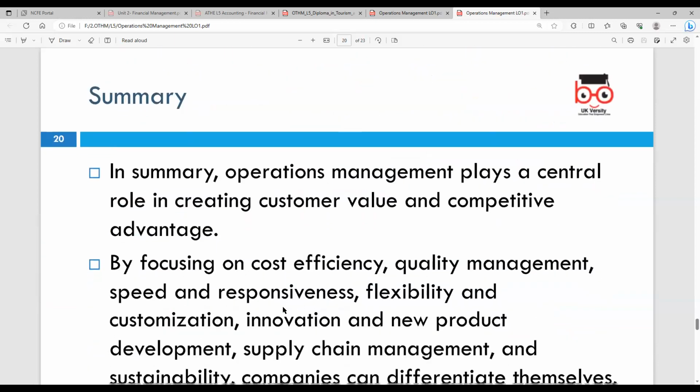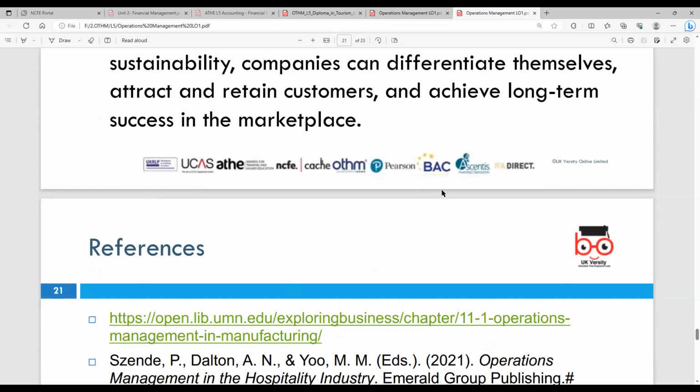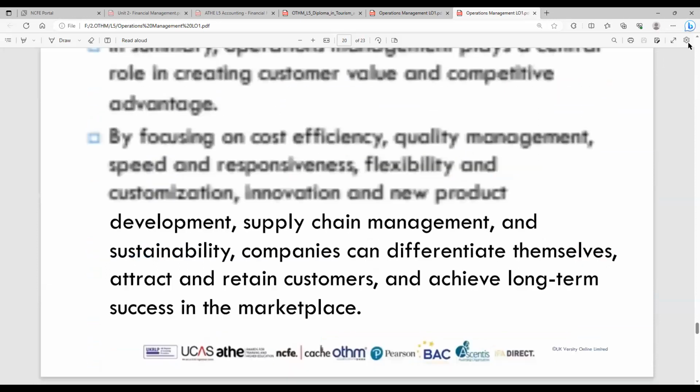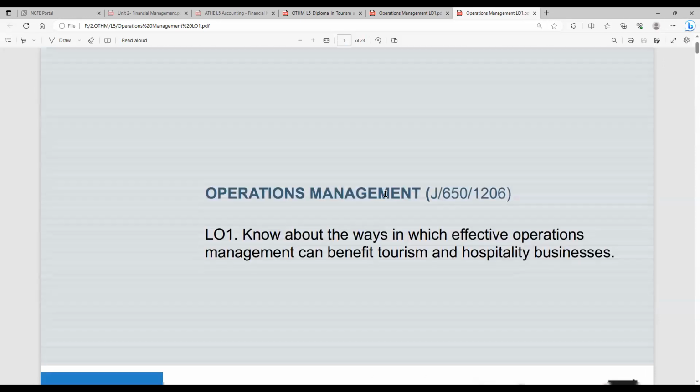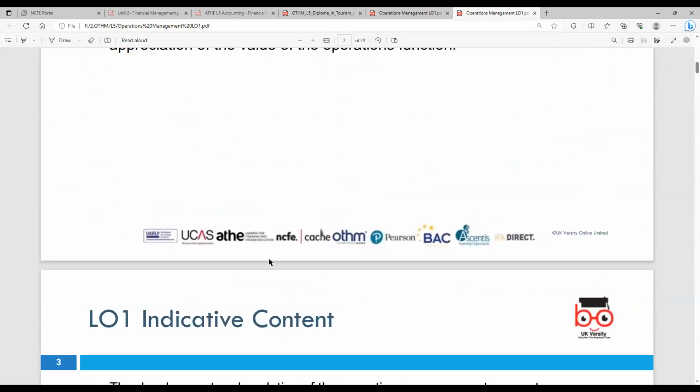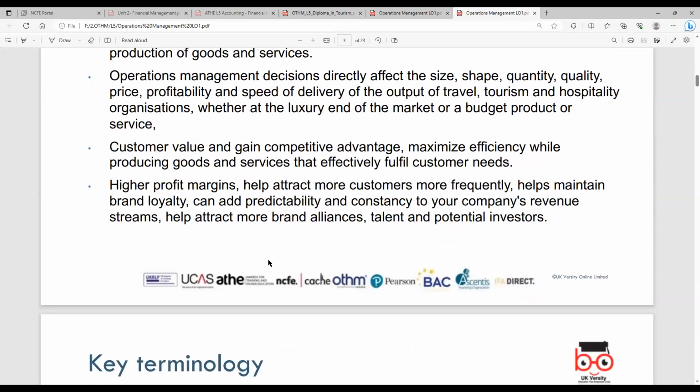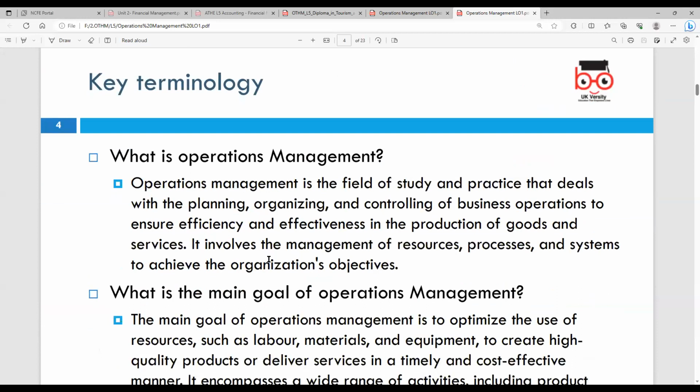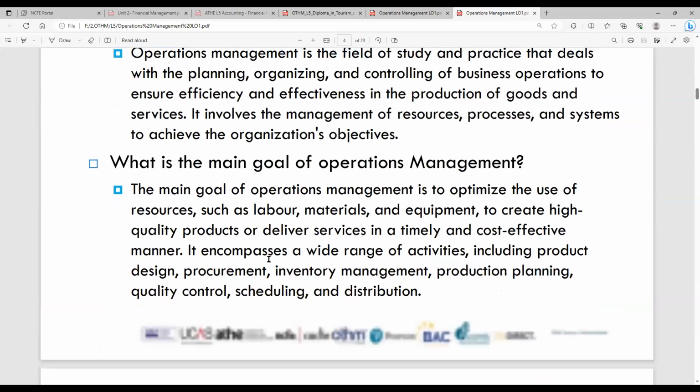Okay, so this is what we looked at in 1.3. Now all in all, during today's session, we've looked at three main learning criteria. We said we were going to look at, number one, what is operations management and how it has evolved over the years.